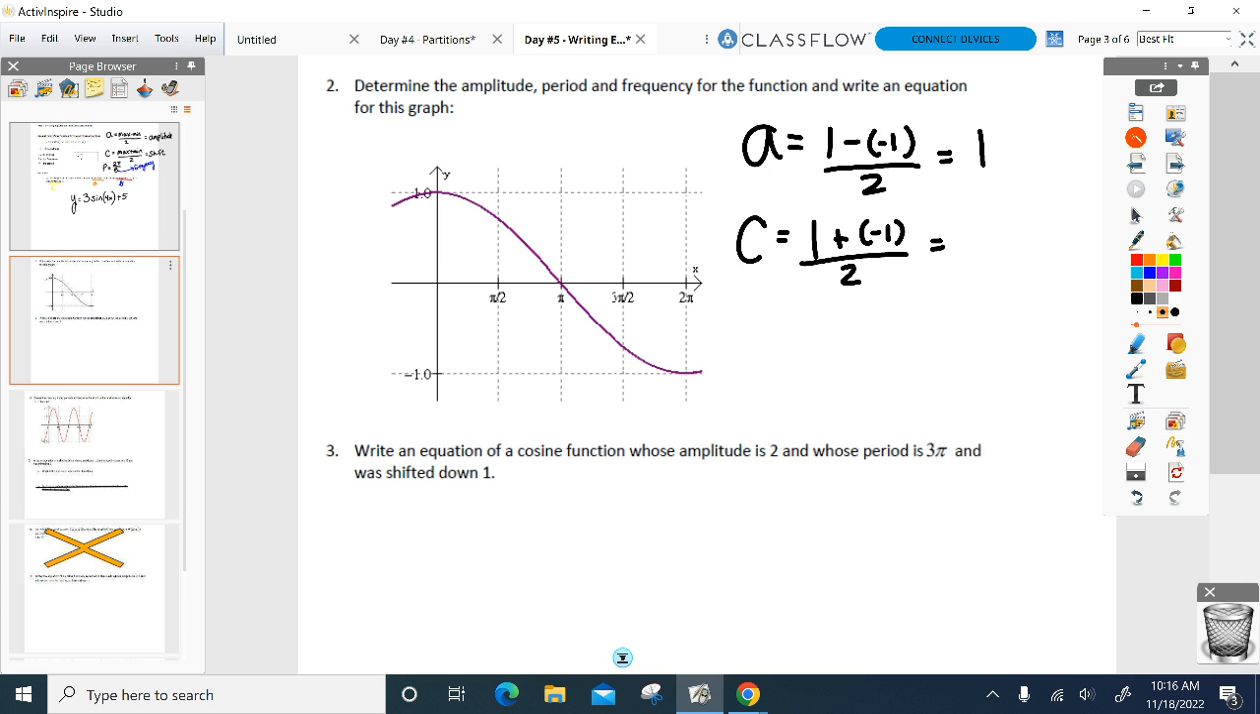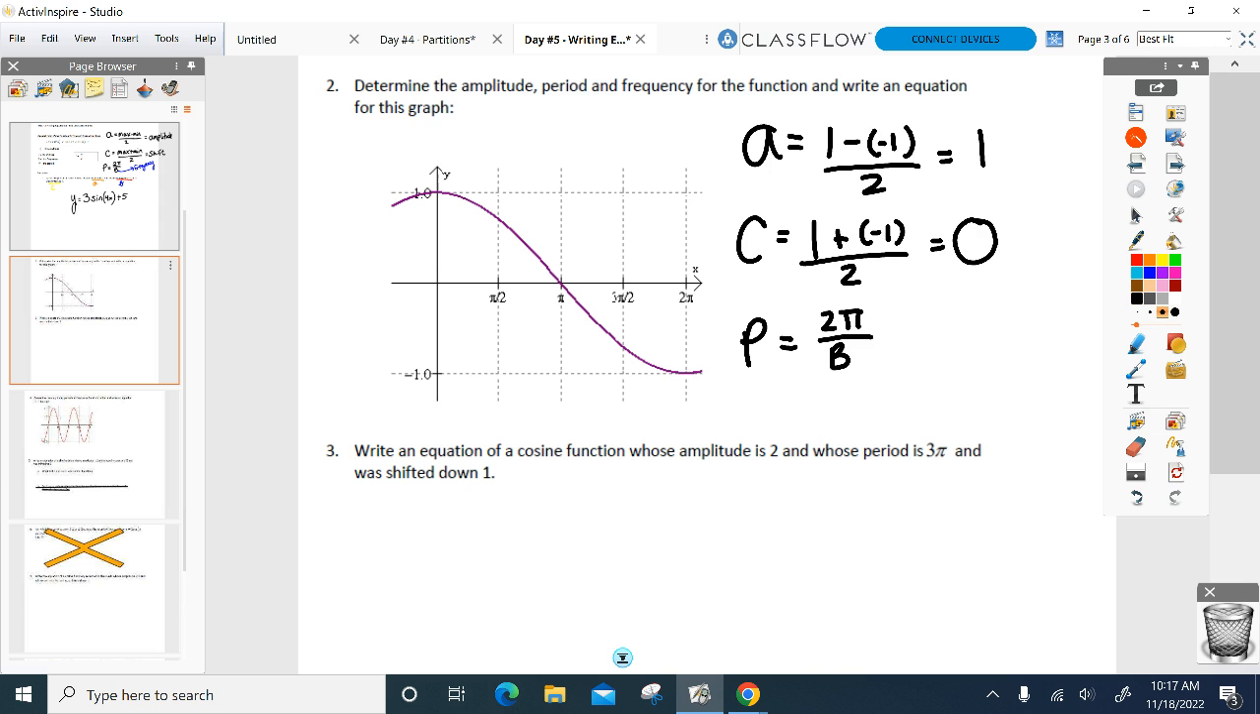No shift, right? No C. You get 0. All right, you ready for the B value? Because this is going to be a little bit different. Again, I got to use the period formula to get to B.